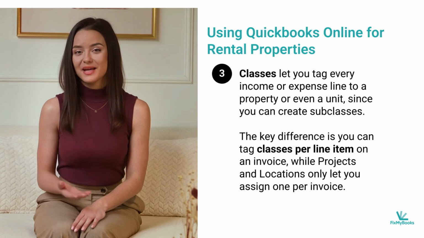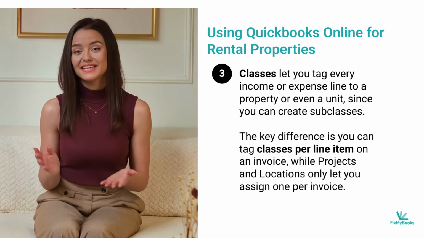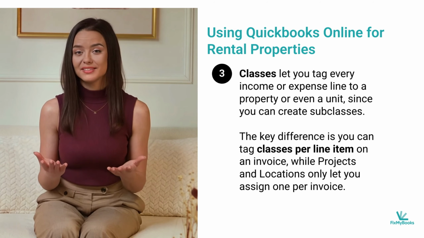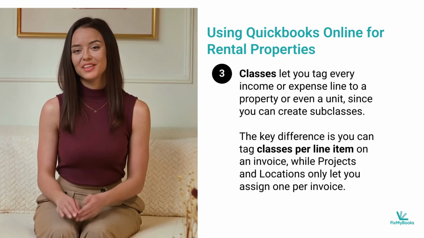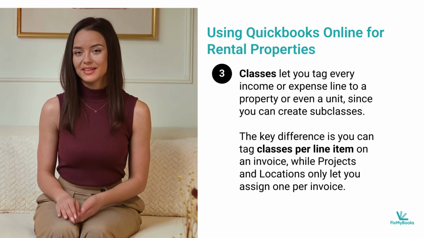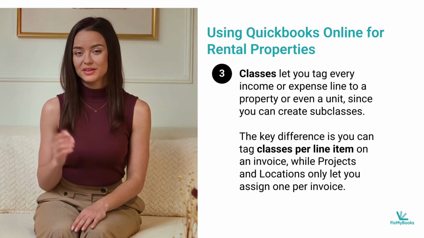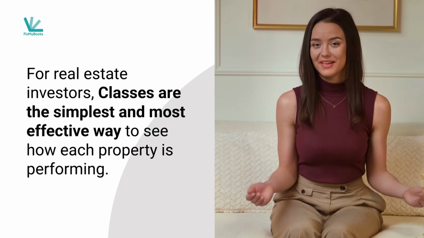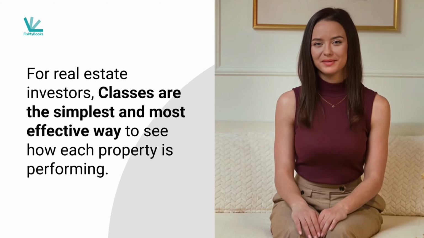Classes let you tag every income or expense line to a property or even a unit, since you can create subclasses. The key difference is you can tag classes per line item on an invoice, meaning you can have multiple classes on one transaction, while projects and locations only let you assign one per invoice. So that plumbing repair invoice I mentioned earlier can be split across 2 units if you use classes, which allows you to track your profit and loss across your rentals more accurately. The bottom line is, for real estate investors, classes are the simplest and most effective way to see how each property is performing. That's why I recommend them for rentals.